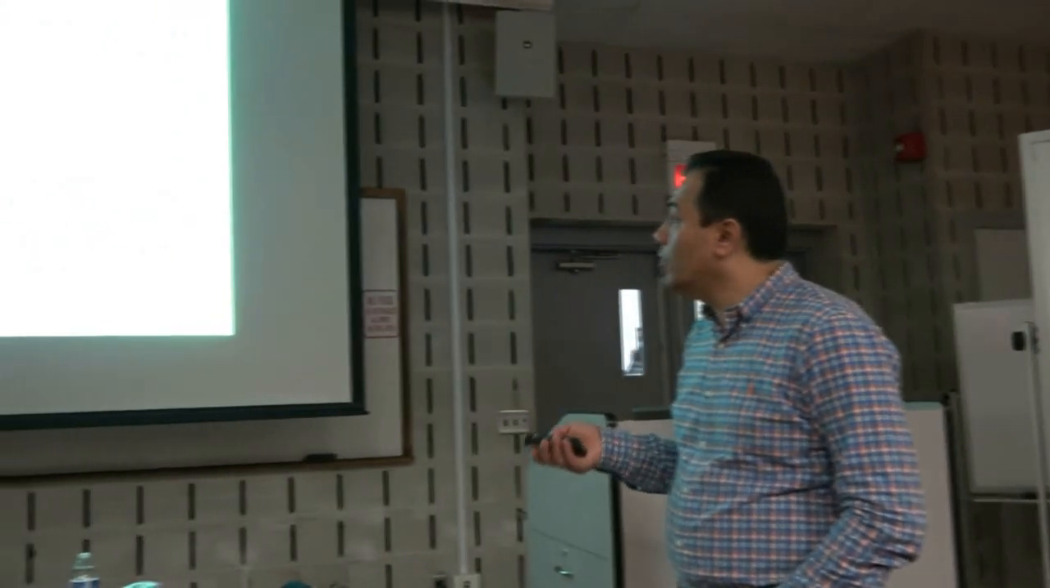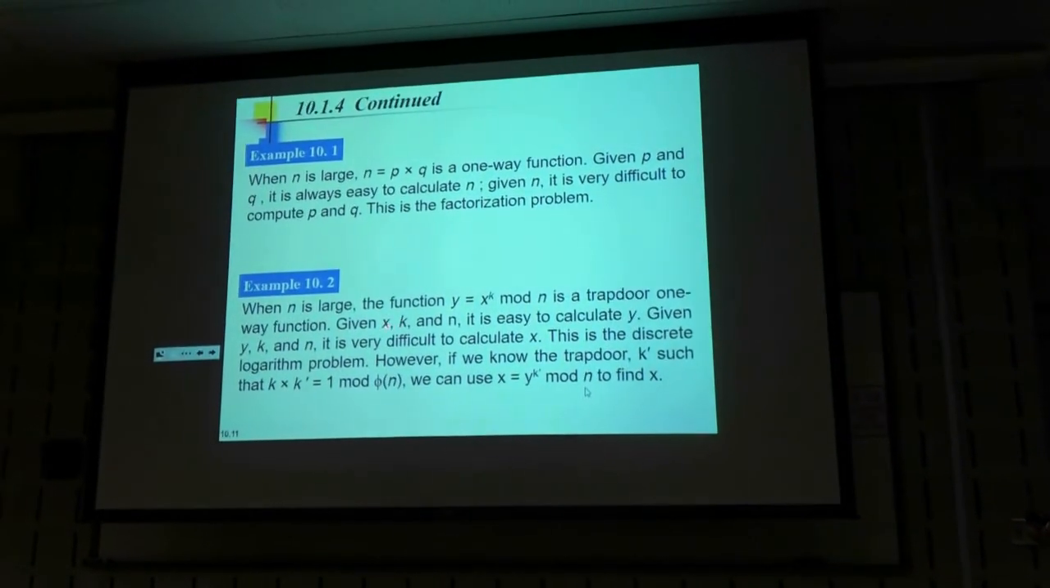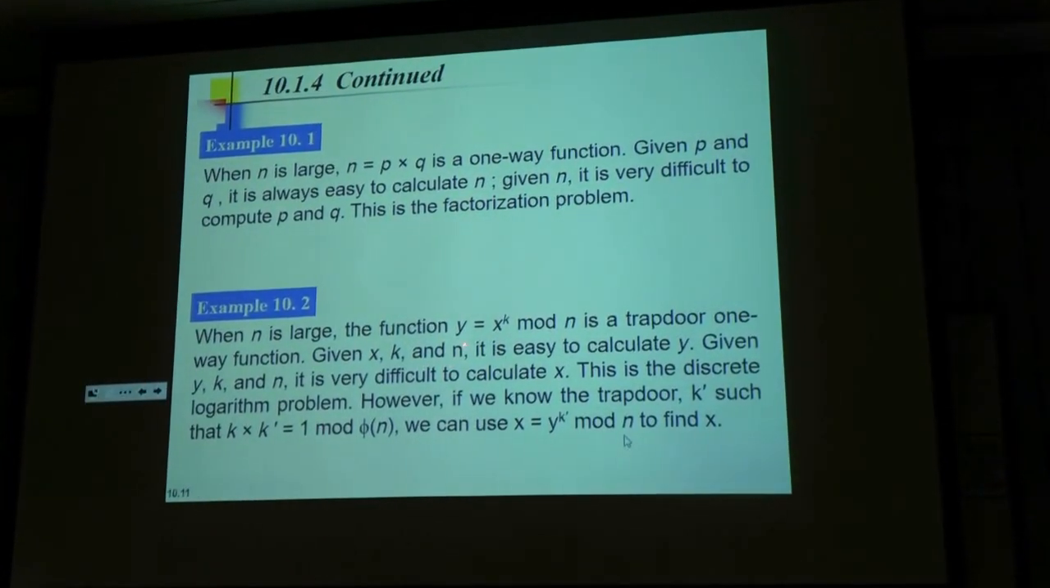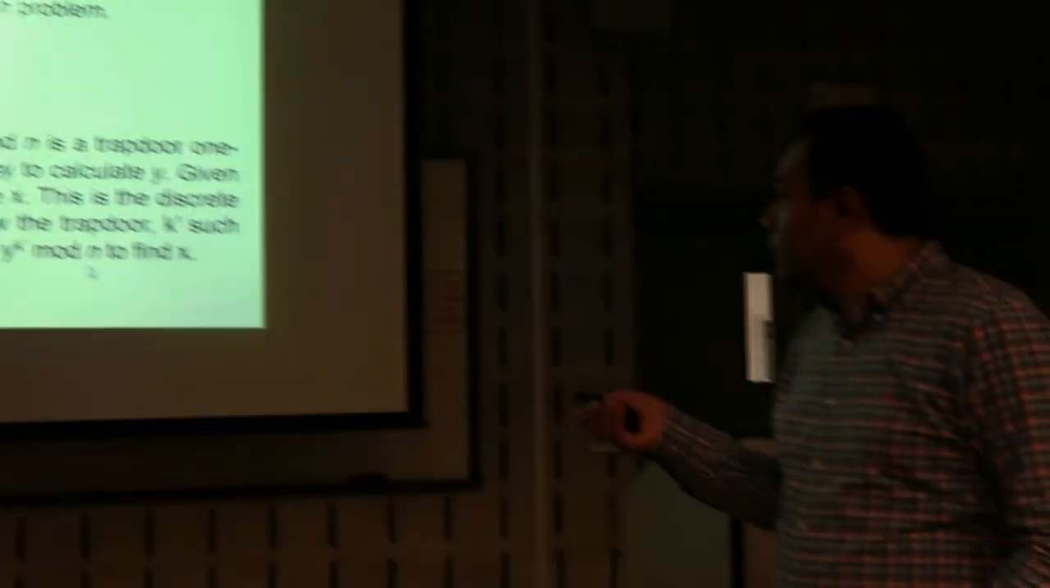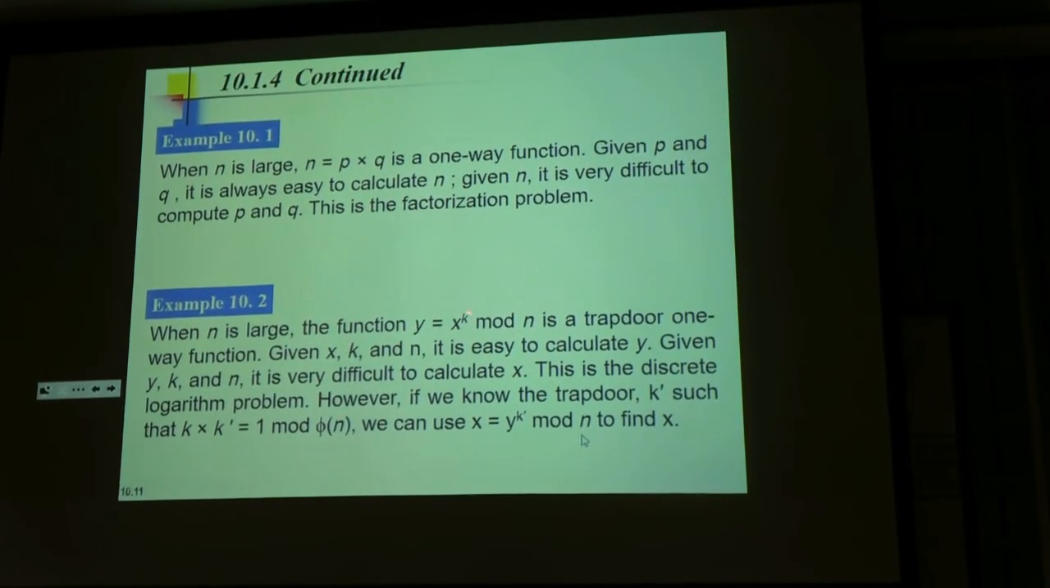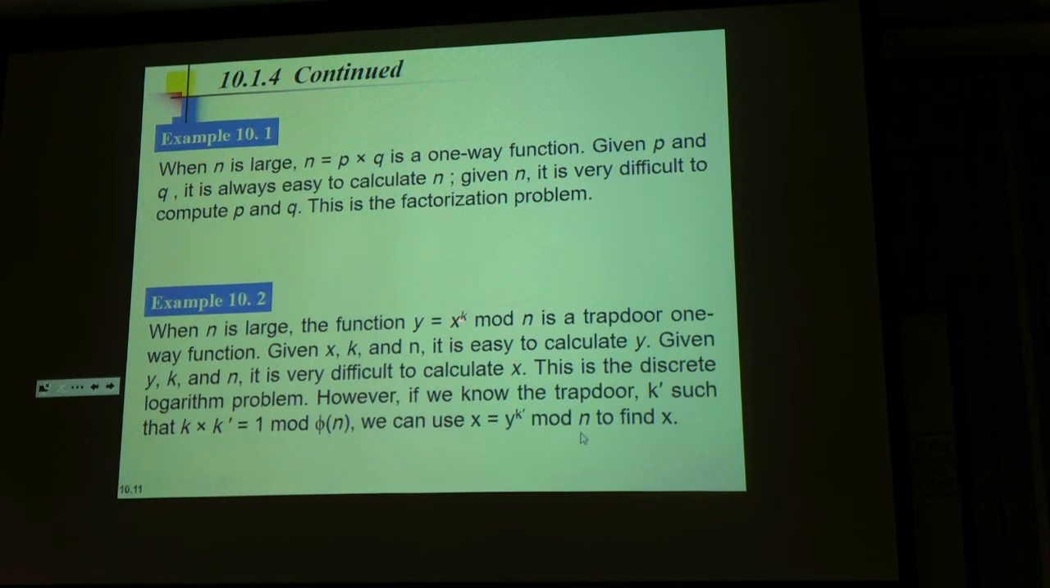All right. So when n is large, this is another example. The function y equals x to the power k mod n is a trapdoor one-way function. So this is a one-way function, and this is a trapdoor one-way function. Why? If you are given x and k and n, it's easy to calculate y. It's very easy. Given y now, and k, and n, it is very difficult to calculate x. So if you know y, k, and n, you cannot calculate x. It's very difficult.